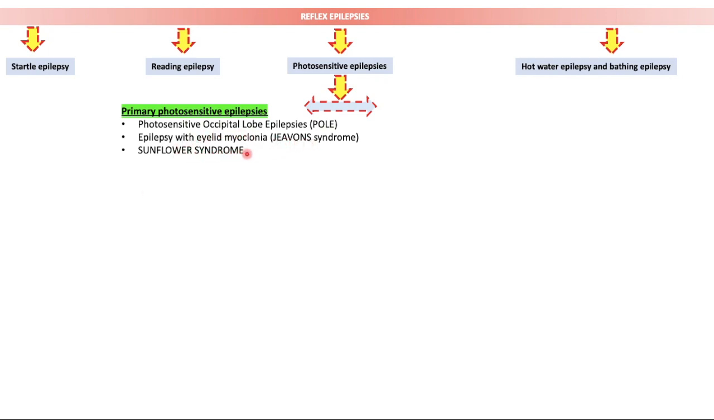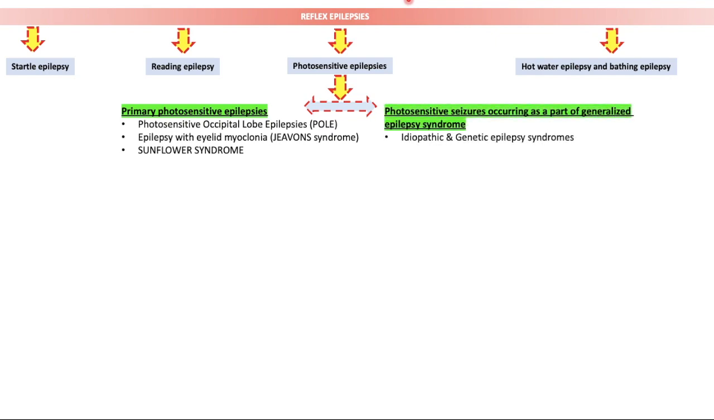Then another set of seizures which can have photosensitive triggered seizures are generalized epilepsy syndromes. There are various idiopathic and genetic epilepsy syndromes which are primarily not photosensitive, but they are epilepsy syndromes wherein photosensitivity can sometimes trigger seizures in them. So let us see primary photosensitive epilepsies first.